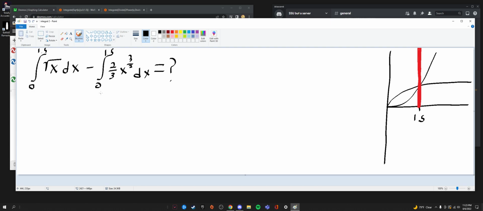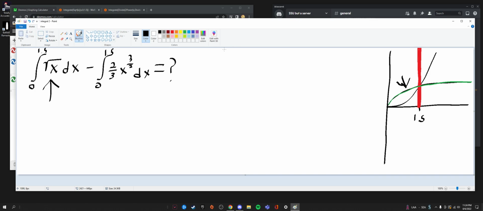So here we have the integral going from 0 to 1.5 of the square root of x dx, and let me do that in green. That's going to be this curve here that I just traced out in green, and from it we're subtracting the integral going from 0 to 1.5 of 2 over 3 x to the 3 over 2 power dx, and that's going to be yellow. Yeah, I'll just leave it black. It's going to be the black curve there. As you can see, they share an area that they bound.